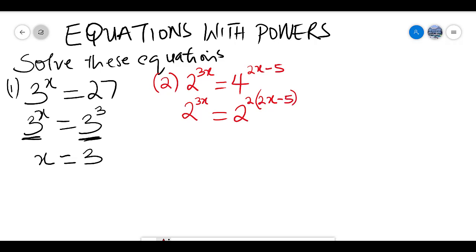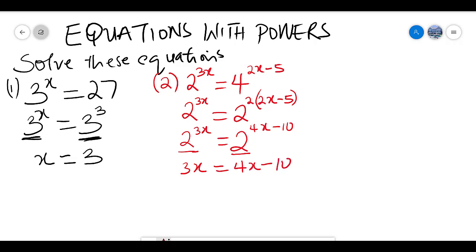Alright, so if this is the case, I will have 2^(3x) equals 2 raised to the power of, so I'll have to open up the bracket for the powers, and I'll have 4x minus 10. Now observe again that the bases are now the same. If the bases are the same, then it means that 3x is equal to 4x minus 10.